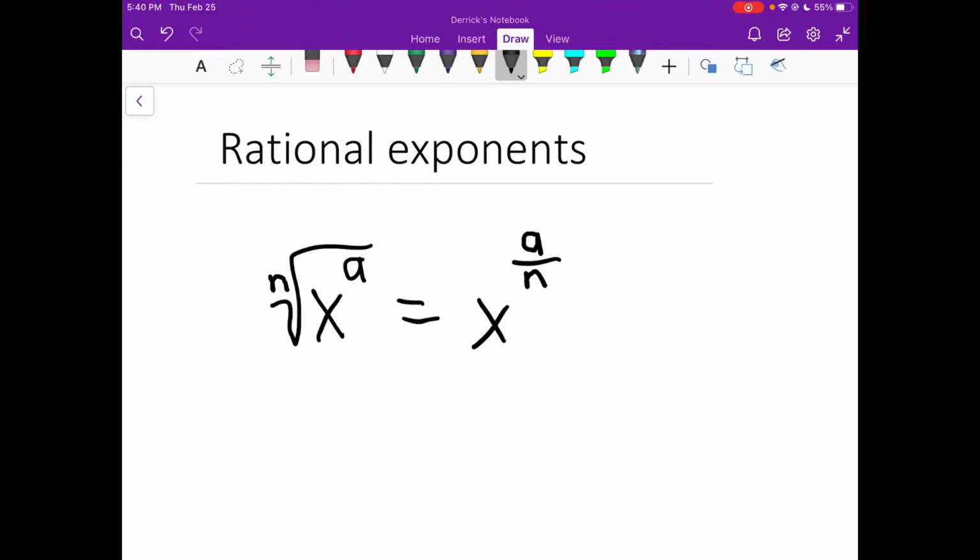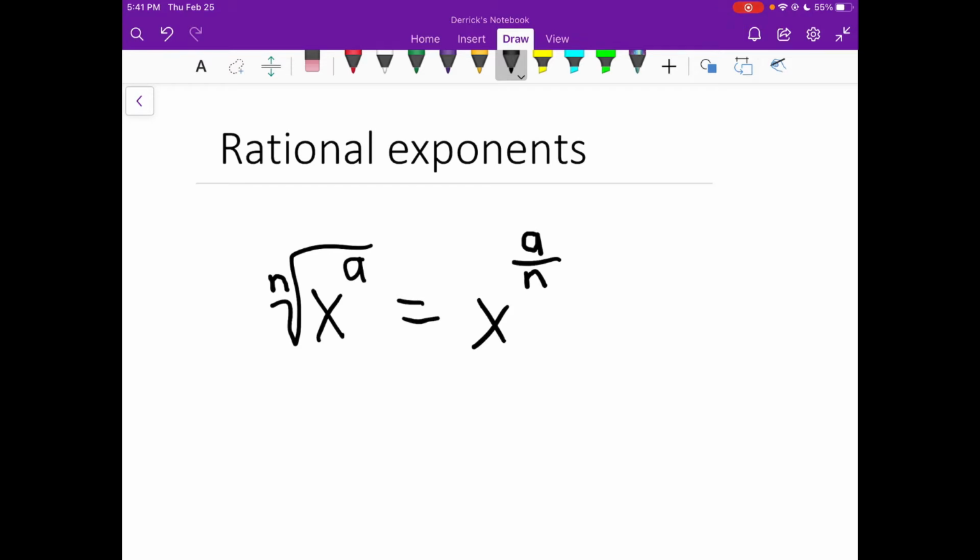In this video, I want to talk about rational exponents, meaning when you have a fraction in your exponent. When we have a fraction in our exponent, what that's actually referencing is having a radical of some kind, having some type of root. And you can see that with this property that I've written right here.